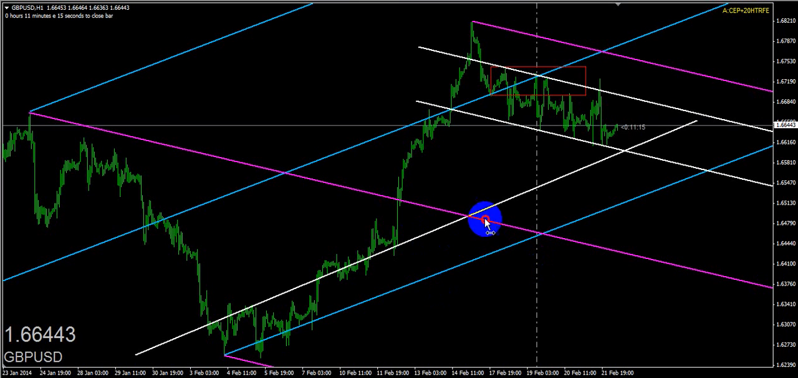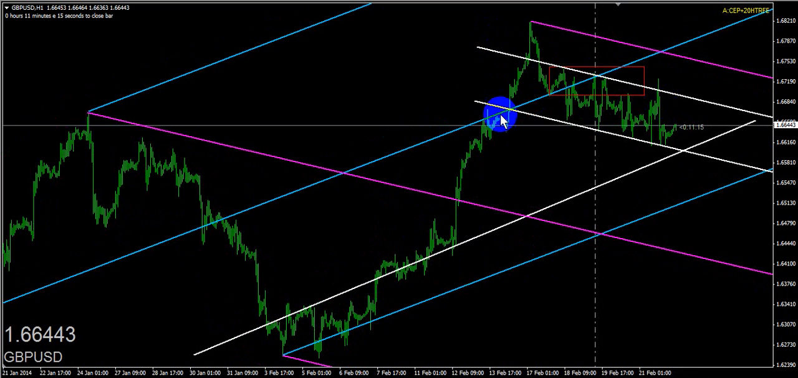Pound dollar, I got some sliding parallels off of this magenta fork here, giving a lot of touches on the top. If it gets up to here again, it might be a good area to short, but always keep in consideration price action.